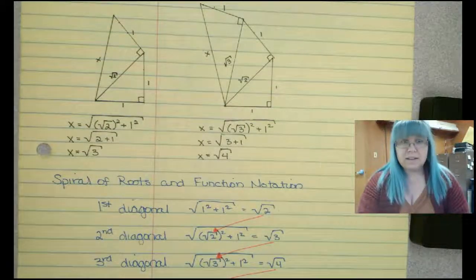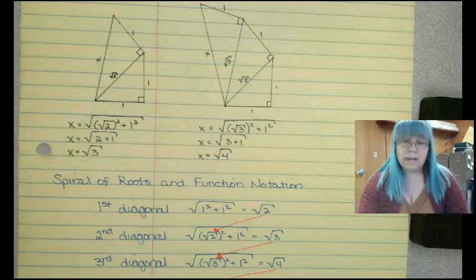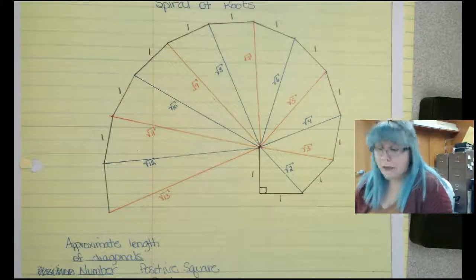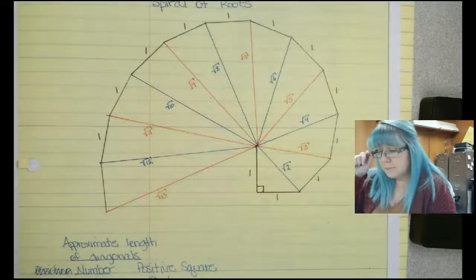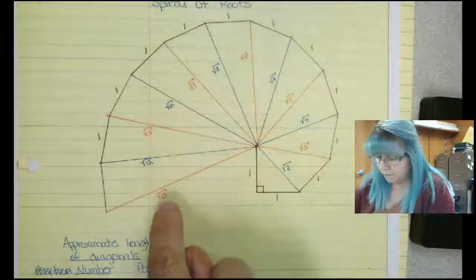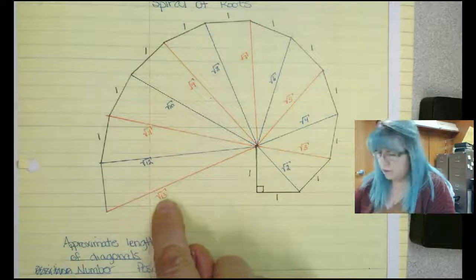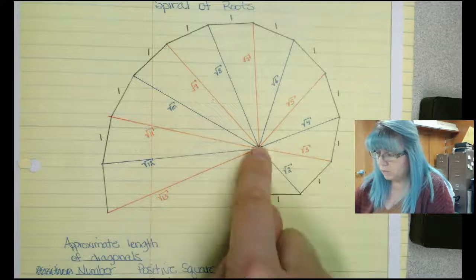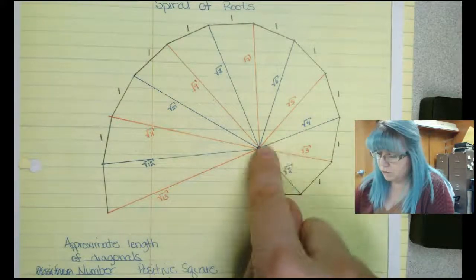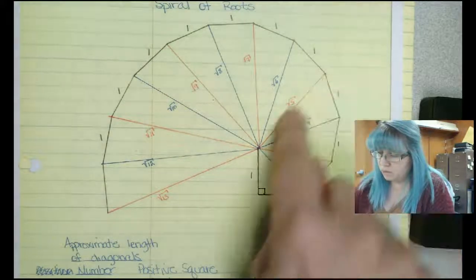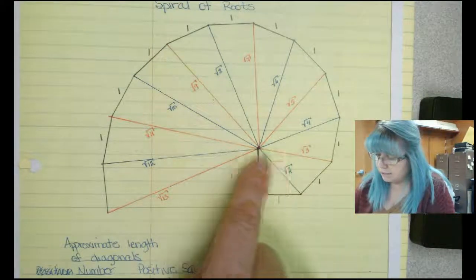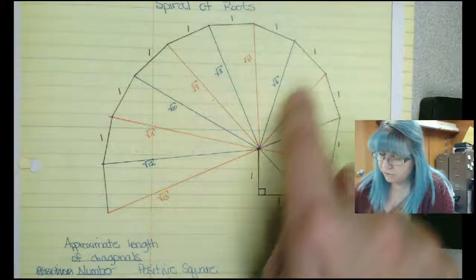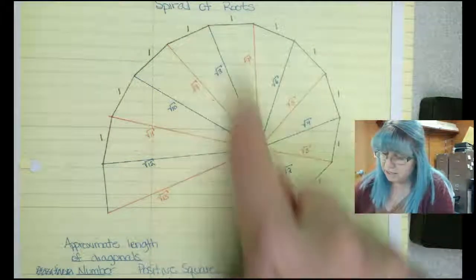Let me see if I can find my picture that I created a while ago. Hold on. So here's a spiral of roots I made, and I took it all the way up to the square root of 13. So 1 and 1, square root of 2. Square root of 2 and 1, square root of 3. Square root of 3 and 1, square root of 4. Square root of 4 and 1, square root of 5. Lengths of the square root of 2, square root of 3, square root of 4, square root of 5, 6, 7, 8, 9.